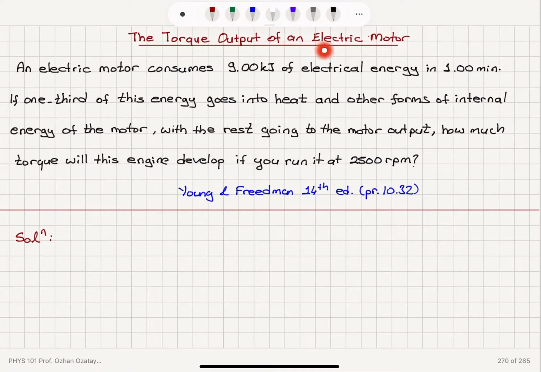The torque output of an electric motor. An electric motor consumes 9 kilojoules of electrical energy in 1 minute. If 1/3 of this energy goes into heat and the other forms of internal energy of the motor, with the rest going to the motor output, how much torque will this engine develop if you run it at 2500 RPM?